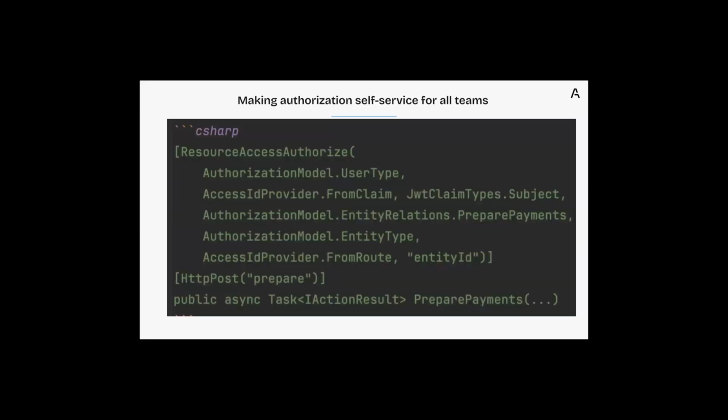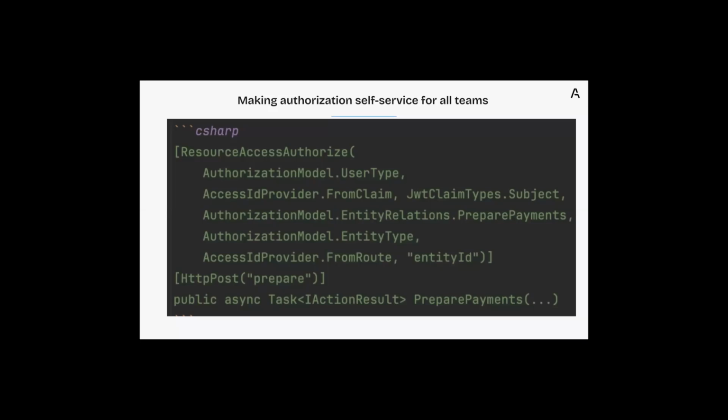So this is an example in C#. We had an attribute, a resource access attribute. For this example, I have an authorization model, user type, to check a relation on a user, and I take the ID from the claim in the token. I'm checking the prepare payment relation on the entity, and the entity ID is provided from the route in the REST API. So it's as simple as that to protect your endpoint.